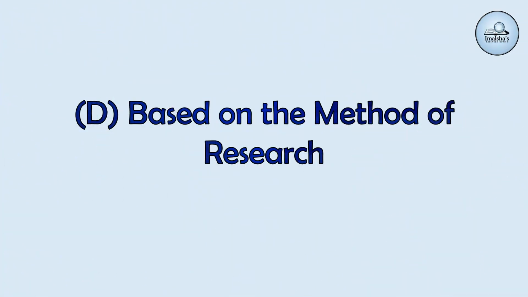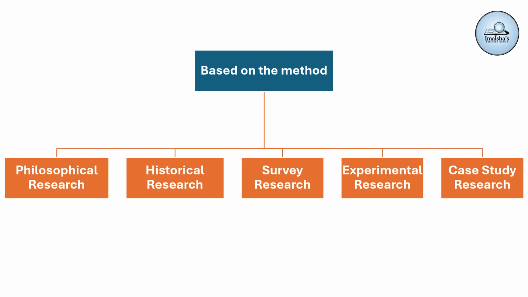Based on the method of research. Now let's move to the fourth classification, which is one of the most common ways to group research based on method, or simply how we conduct our research. There are five main types here: philosophical research, historical research, survey research, experimental research, and case study research. Let's go through them one by one.